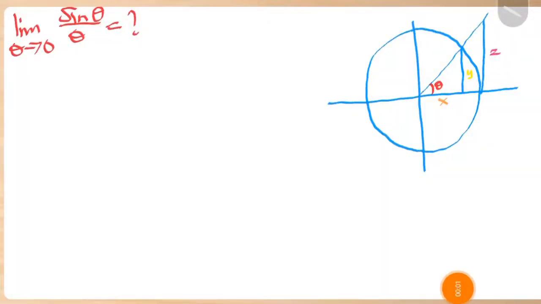Using the squeeze theorem, we're going to figure out the limit as theta approaches 0 of the function sin theta over theta. And as usual, I encourage you to pause this video and try to figure out what this limit will approach.